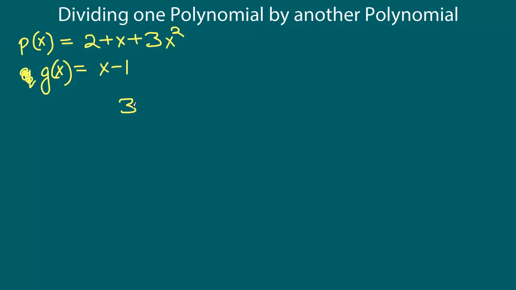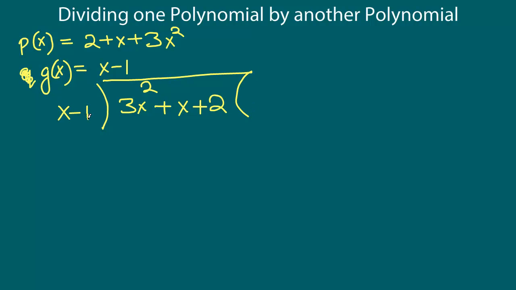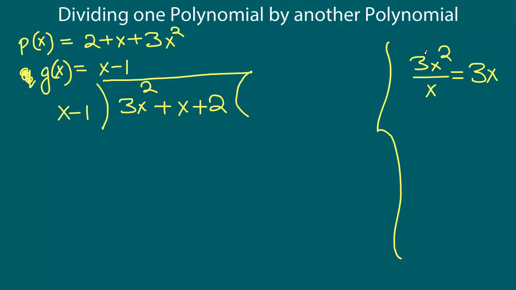So let's write the polynomial p(x) over here: 3x squared plus x plus 2. This is our dividend polynomial, and then we divide this by x minus 1. So let's have some rough working area over here. The first term is 3x squared. We divide this by the first term of our divisor, which is x. So this gives us 3x, right? The x cancels out. So the first term is 3x.